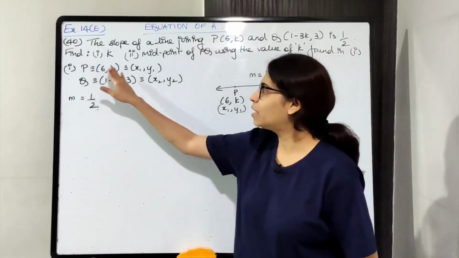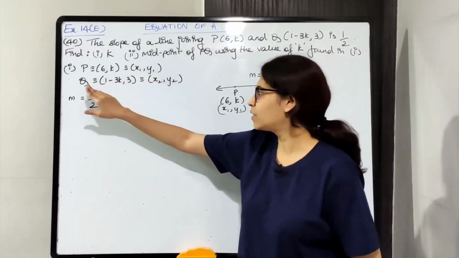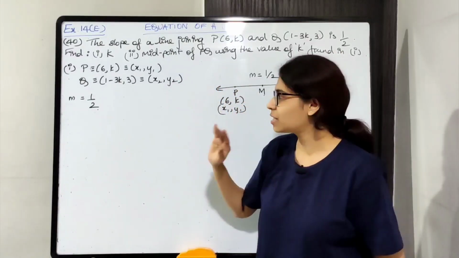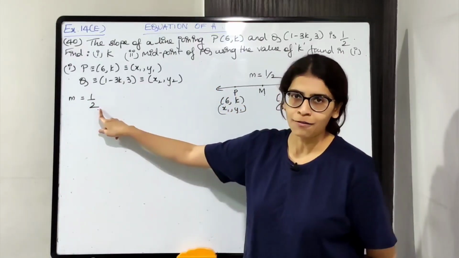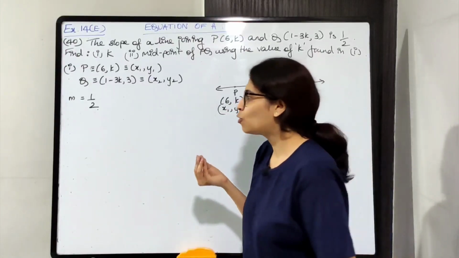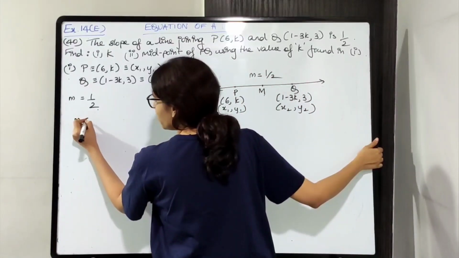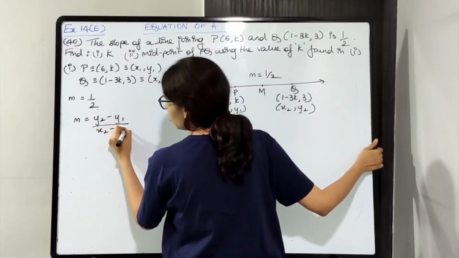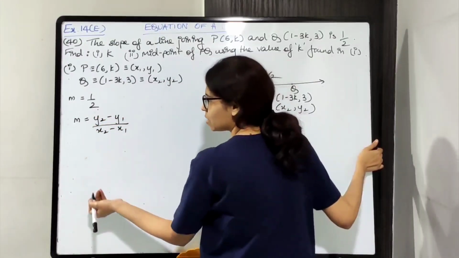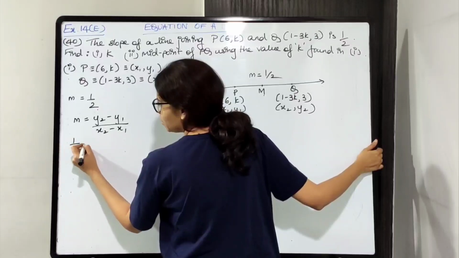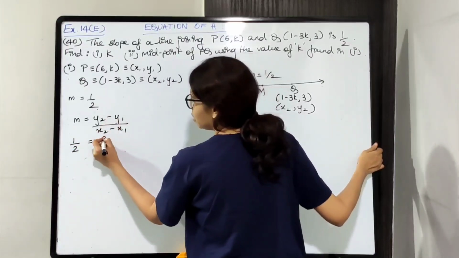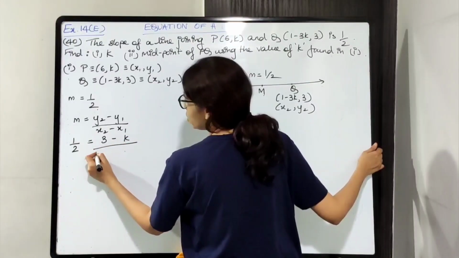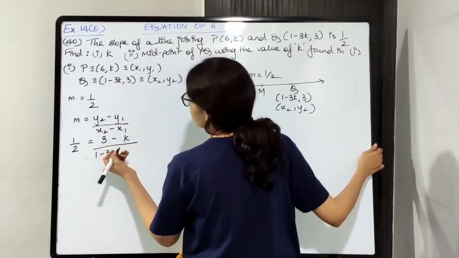So we know P का coordinates, we are taking it as x1 y1. We know Q का coordinates, we are taking it as x2 y2. All right, slope we know is half. So using the formula of slope now, slope is y2 minus y1 upon x2 minus x1 or y1 minus y2 upon x1 minus x2. M is half, y2 is 3, y1 is k, x2 is 1 minus 3k and x1 is 6.